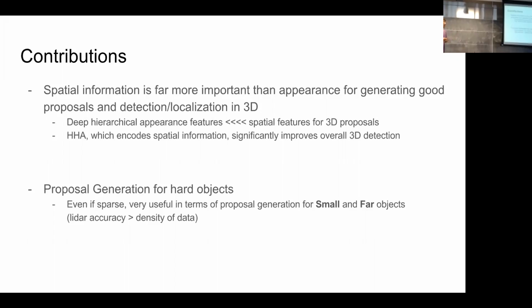Like I mentioned before, deep hierarchical appearance features are less important than spatial features for 3D detection, and the HHA format also increases overall 3D detection. In terms of proposal generation for hard objects, there's also the implication that the accuracy of the actual location of the point cloud is much more important than the sparsity of the actual data.